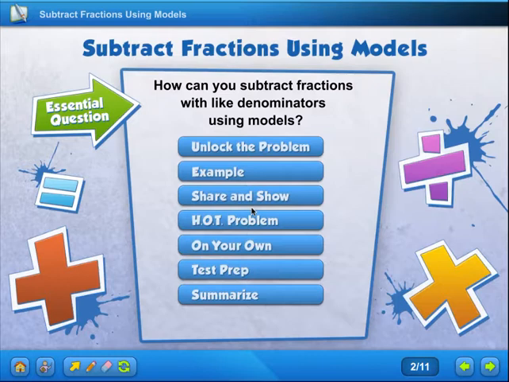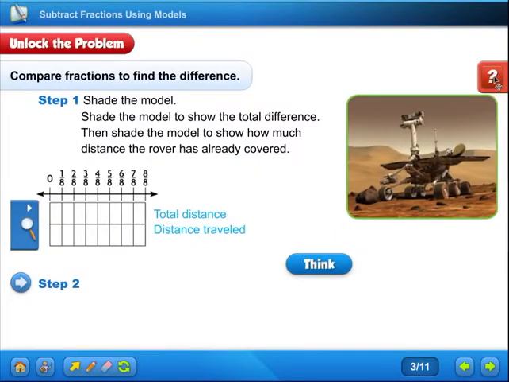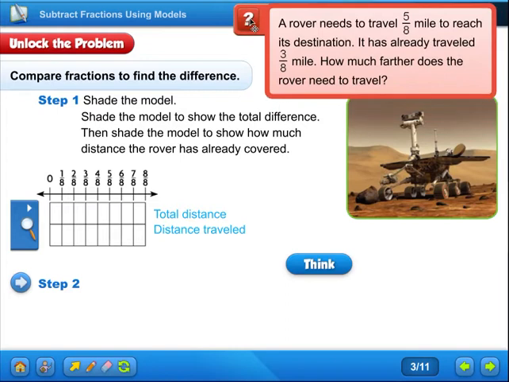So the question asks, how can you subtract fractions with like denominators using models? And remember yesterday we did how can you add fractions. Today we're subtracting. Last lesson we added. So let's see what the problem is. All right, let me pull it out for us.